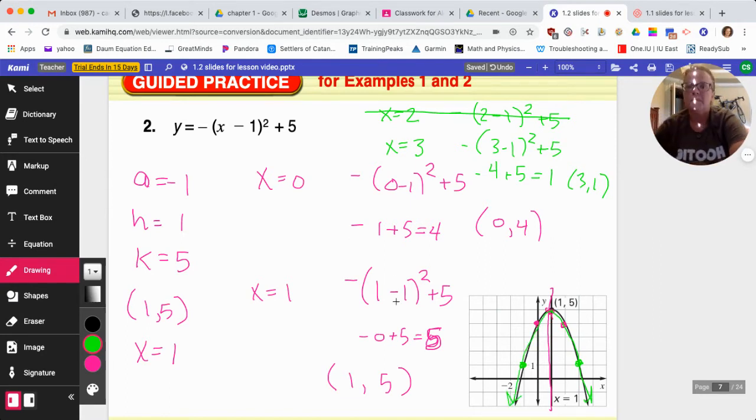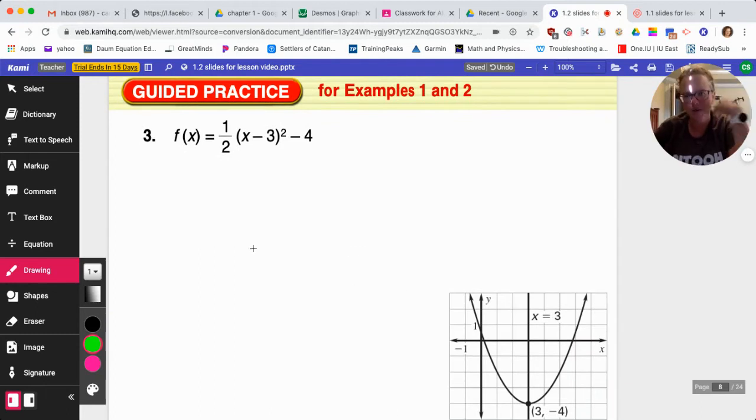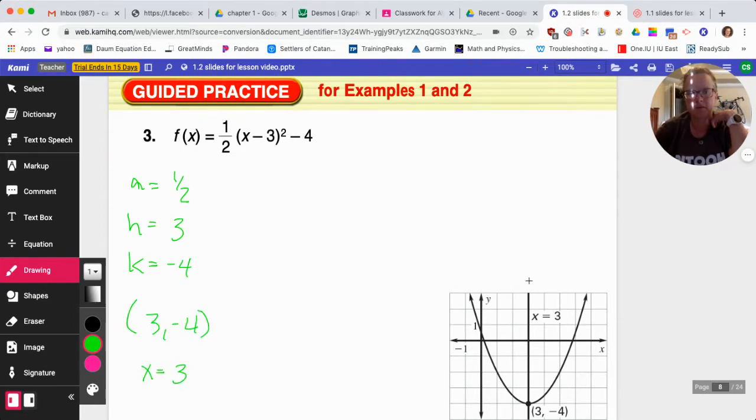You really should take your time when picking your extra x values, or you'll be doing math over and over again for no reason. All right, guided practice. I'm not going to spend too much time on this. A is 1/2, H is 3, K is -4. So my vertex is 3, -4, axis of symmetry. Okay, we just did this. Now you pick some more points and graph. And you see the graph there.